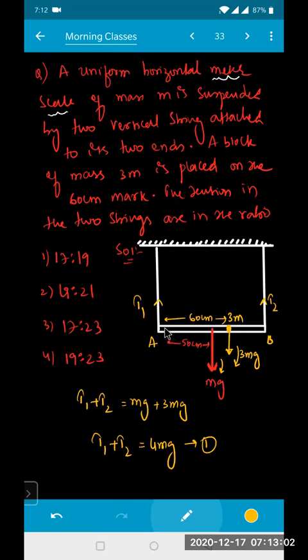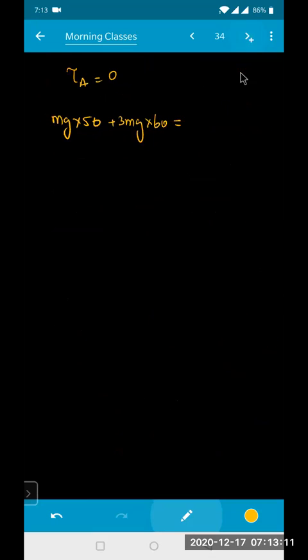The torque due to T1 is equal to 0 because T1 is passing through point A. T2 is at a distance of 100 centimeters. So the torque due to T2 will be T2 into 100 centimeters. So this is 50 mg, this one is 50 times mg. This one is how much? 180 mg. 180 mg plus 50 mg is equal to 100 times T2.